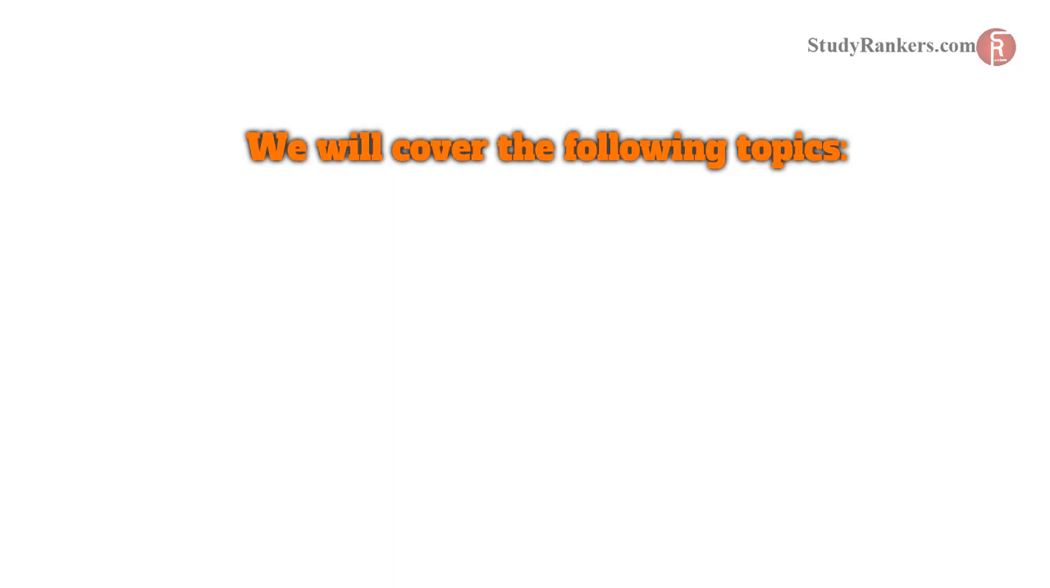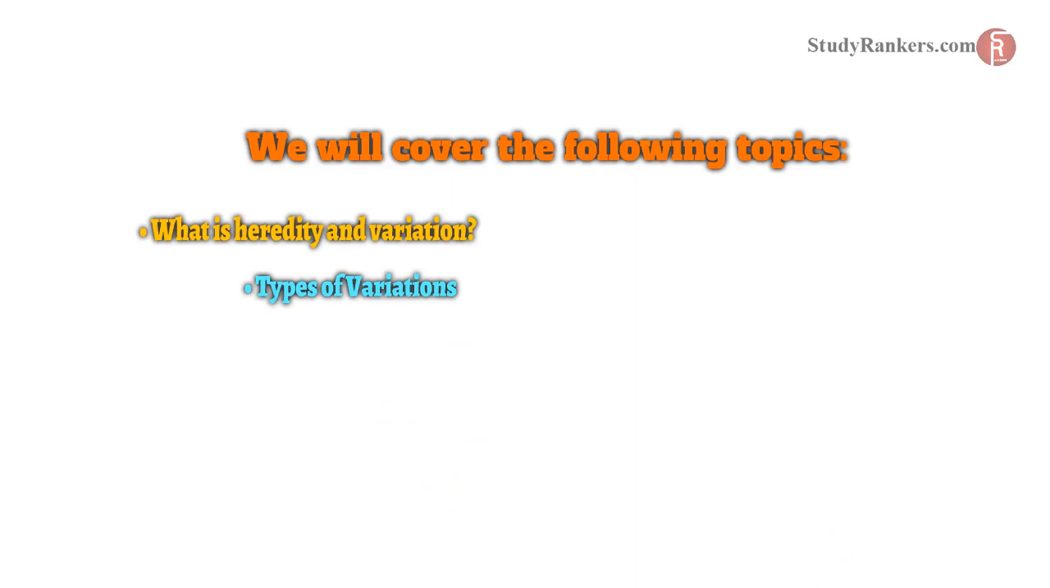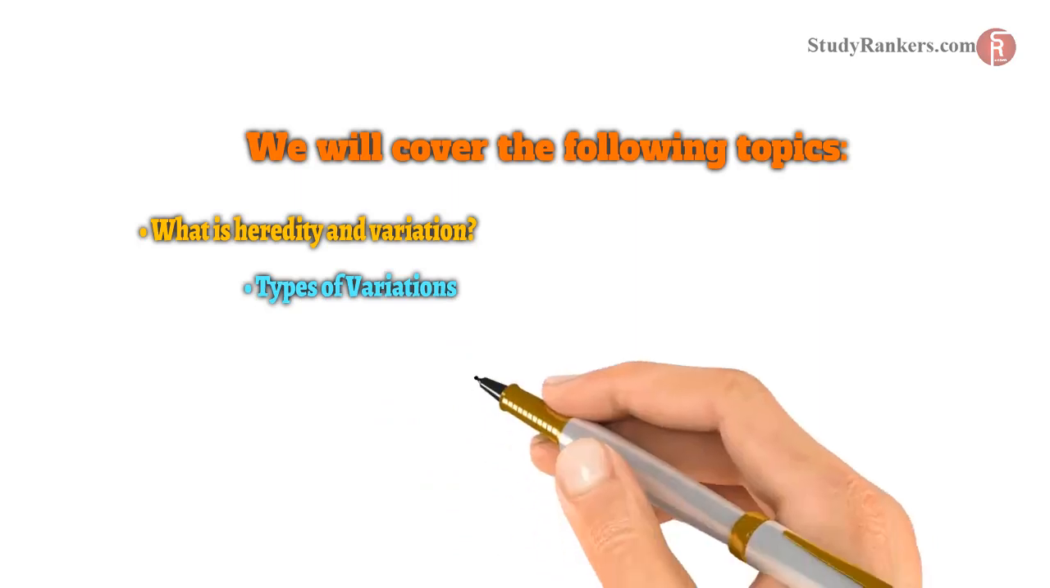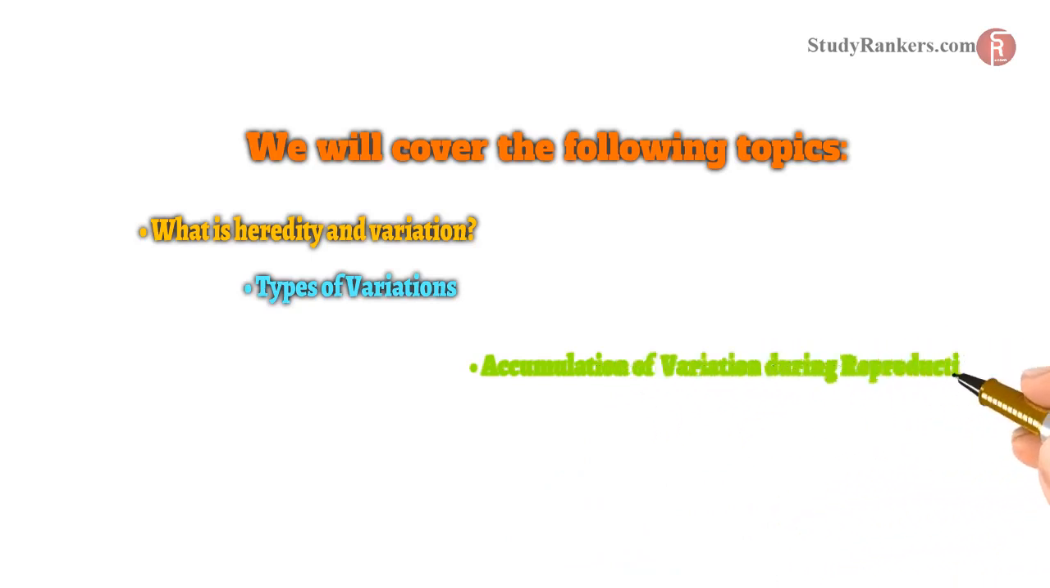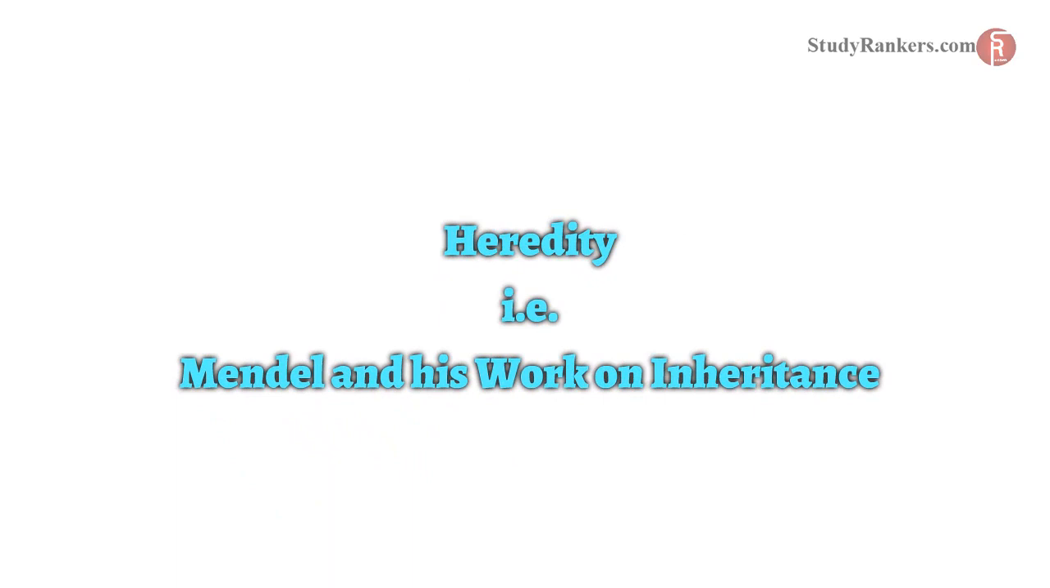First, we will know what is heredity and variation. After that, we will know about types of variation. After that, we will learn about accumulation of variation during reproduction. We will also study about important terms. The video mainly helps in study about heredity, that is Mendel and his work on inheritance with their experiments in detail. So, let's start with our first topic.